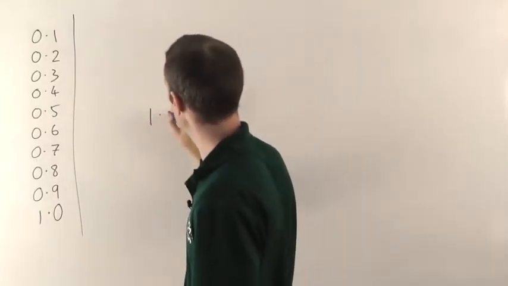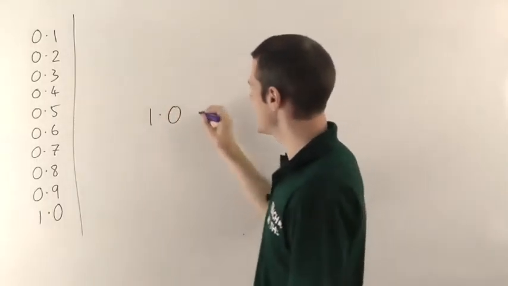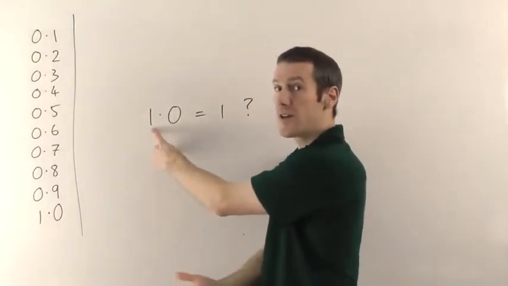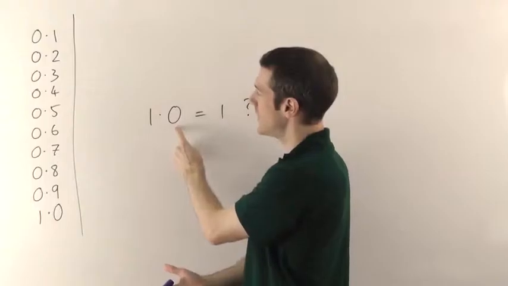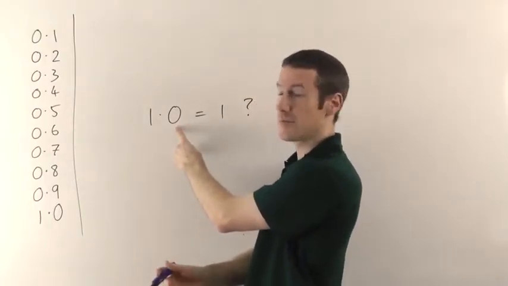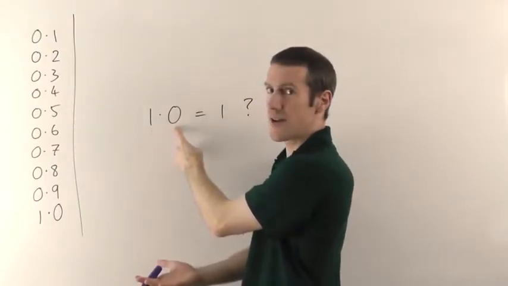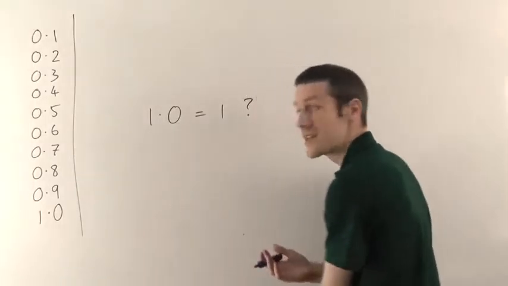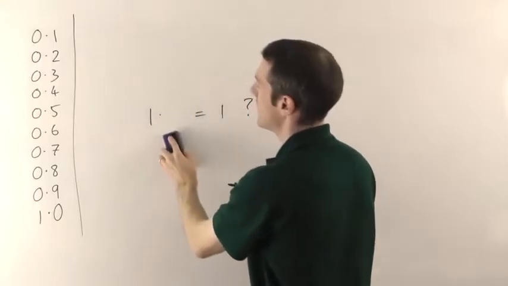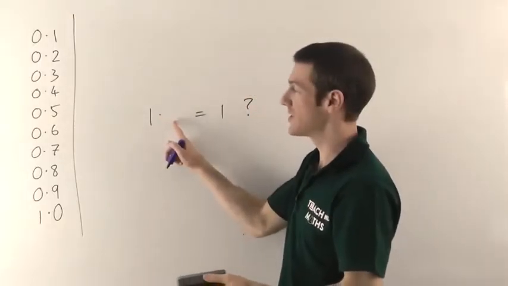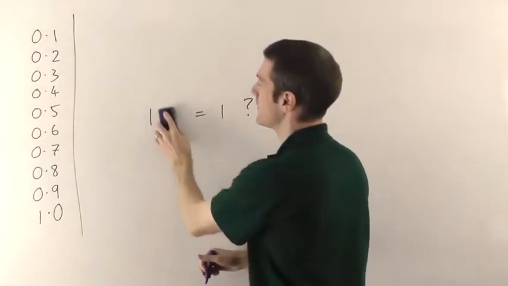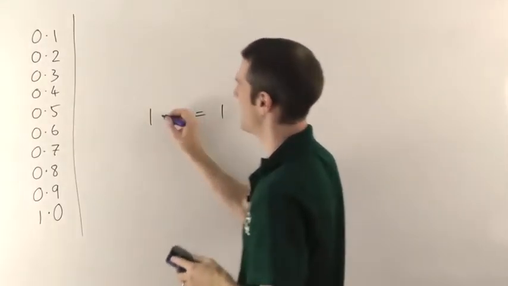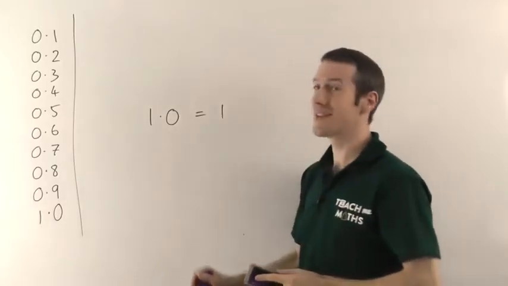So, 1.0. Is this the same as 1? Well, you've got 1 in your units column here, and you've got 0 in your tenths column. 1 unit and no tenths. Well, if you don't have any tenths, that doesn't do anything for you, so it may as well not be there. And in fact, if you don't have anything after the decimal point, you don't need the decimal point either. So yes, 1.0 is exactly the same as 1.